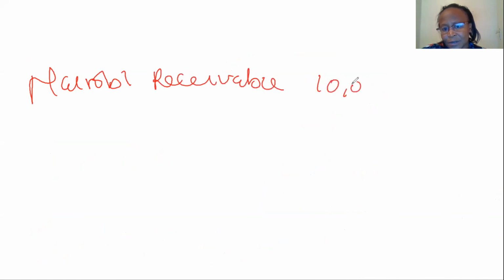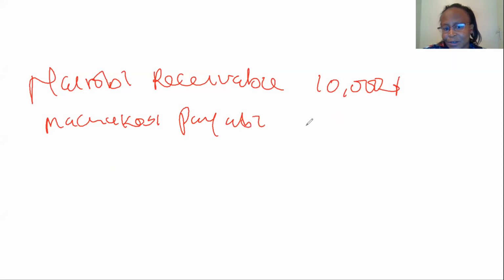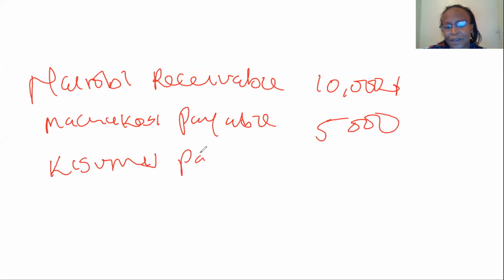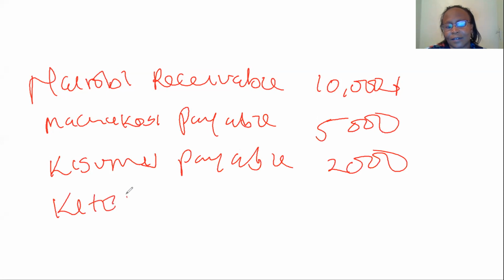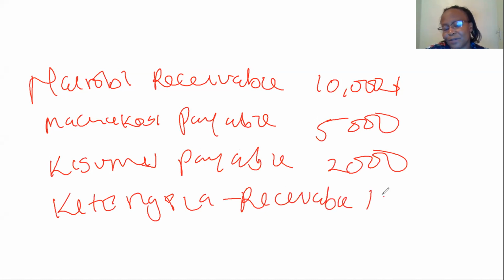of 10,000 US dollars. Then maybe Machakos branch, they have a payable. They are supposed to pay for raw materials which they were supplied of 5,000. Maybe another one in Kisumu branch. They have a payable of 2,000. Let's assume another one, Kitengela, has a receivable. They have a receivable of maybe 1,000 US dollars. So you net them off.